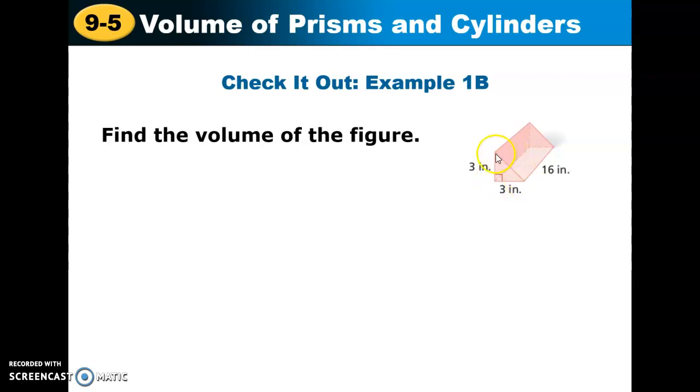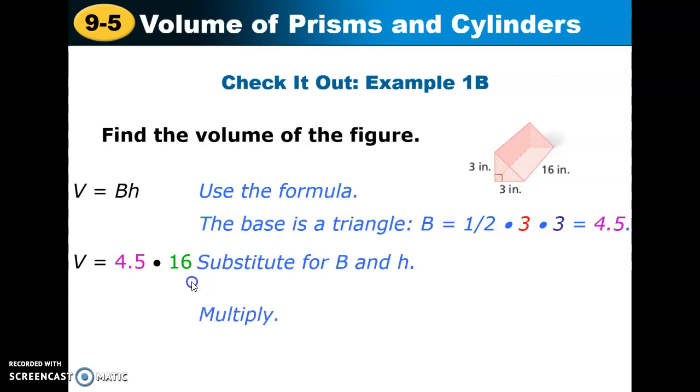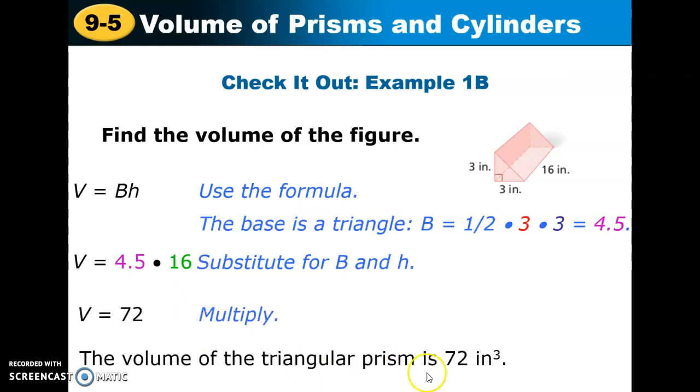All right, again, we have a triangular prism. The base is a triangle. We have a triangle with a base of 3 and a height of 3, and then this whole shape has a height of 16. So I'm going to take 1/2 base times height, because it's a triangular base. So half of 9 is 4.5. And then I'm going to multiply that by 16, and I end up with 72 inches cubed. Okay.